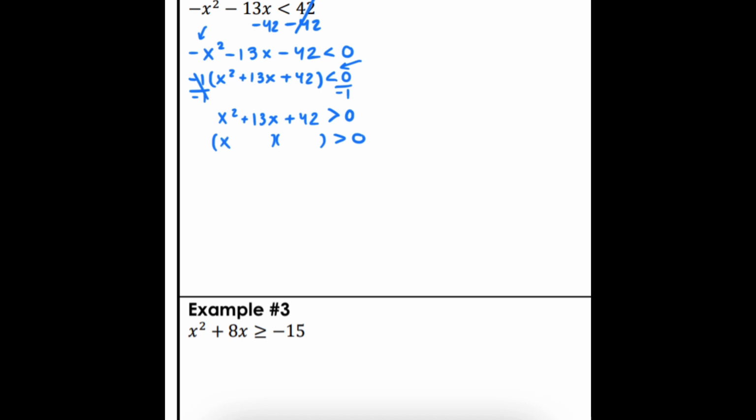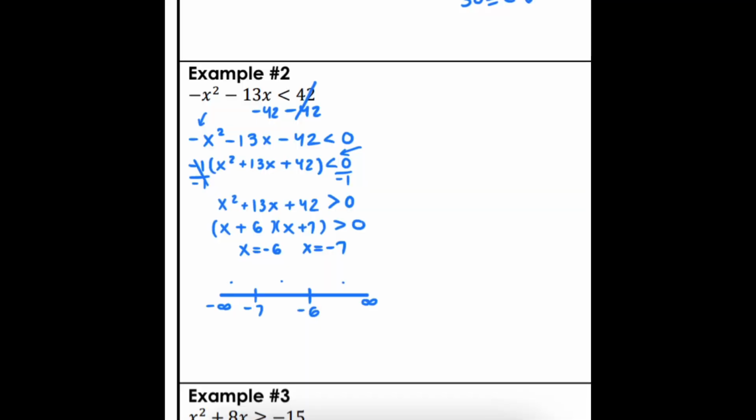Factors of 42 that add up to 13 are going to be 6 and 7. And then I know that my testing intervals are going to be with -6 and -7. Remember, you have to put these in chronological order on the number line. With this one, we're going to test a value that is less than -7, between -7 and -6, and then greater than -6. So each one of these 3 sections. All right, so I'm going to test something over here. I'm going to test -10.